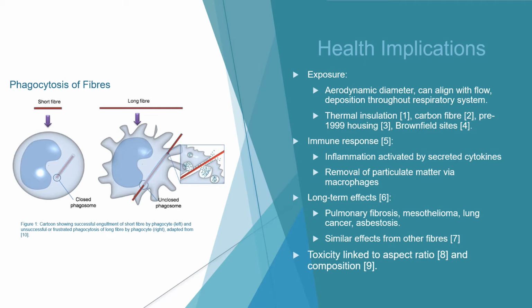However, the size of the fiber can be a problem. You can see in this cartoon that when they're long enough, they don't become fully engulfed, and this ultimately destroys the cell, leading to long-term effects like pulmonary fibrosis, mesothelioma, and cancer. This is true for many different fibers, but the level of damage they cause is based on the aspect ratio of the fibers as well as the material they come from.